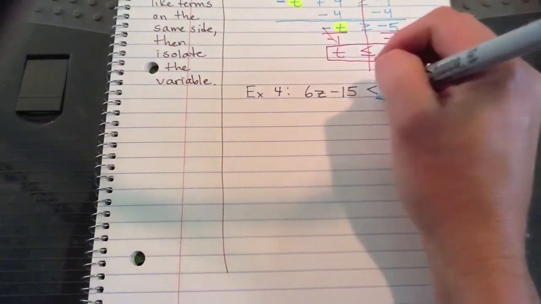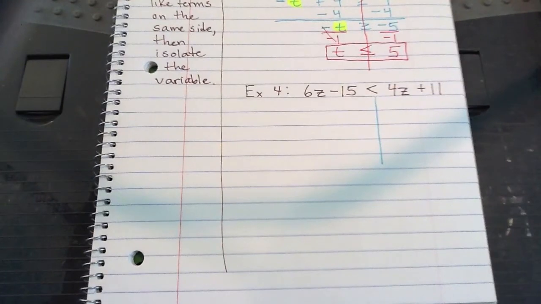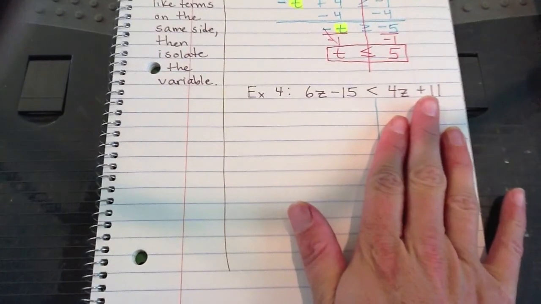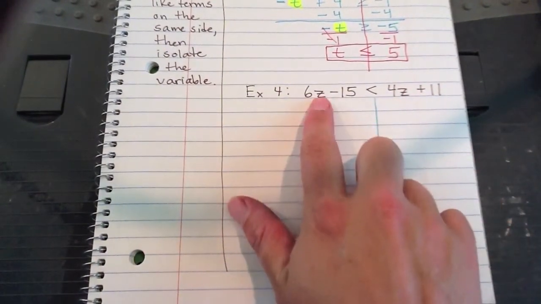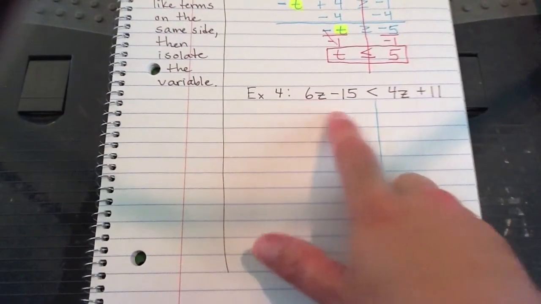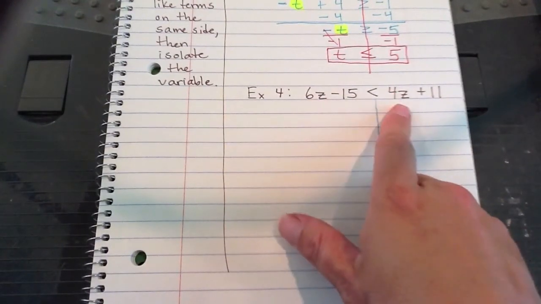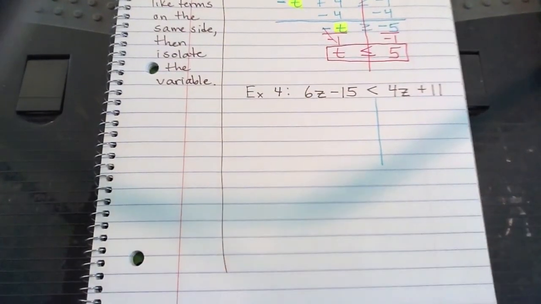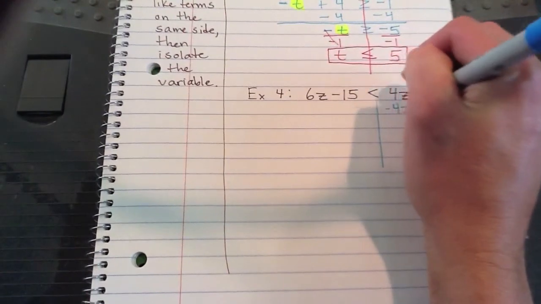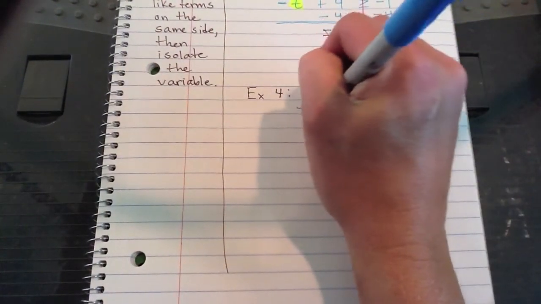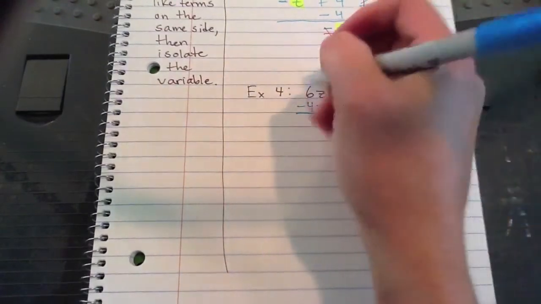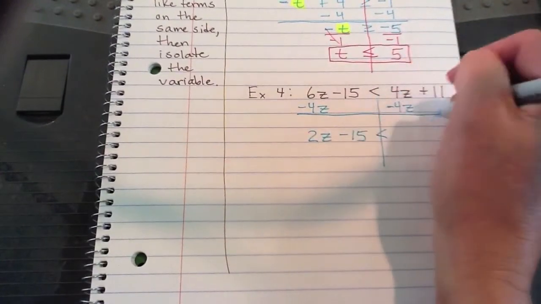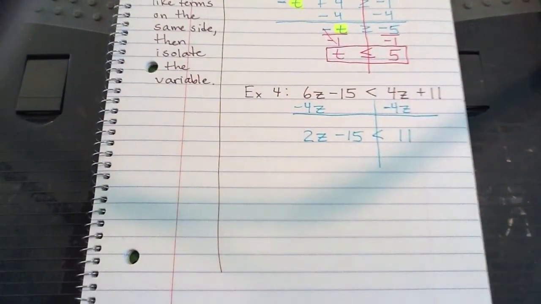Should have had your line right there. Now you notice there's nothing you can do on the left, nothing you can do on the right, but you do need to get your variable to one side. So you're either going to move 4z over or 6z over. I notice that if I subtract 4z from both sides, I keep a positive here. So I'm going to go ahead and subtract 4z, or add a negative 4z. I end up with 2z minus 15 is less than 11, positive 11.